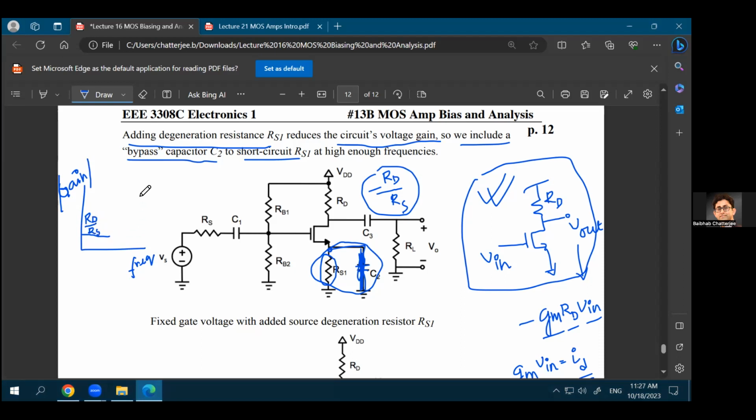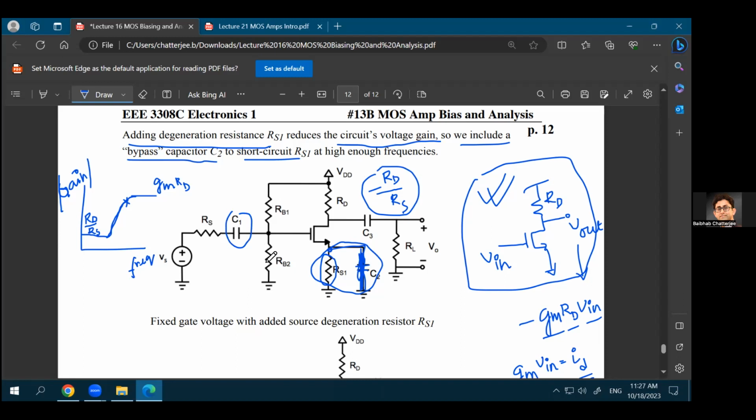At high frequencies, it will be Gm times RD. And you'll see a transition in between somewhere, depending on the pole frequency, which will be equal to 1 upon RC given by this RS1 and C2 resistance. So as you see, this also works as a high pass filter, the RS1 and C2 resistance. This also works as a high pass filter. We told that C1 works as a high pass filter.